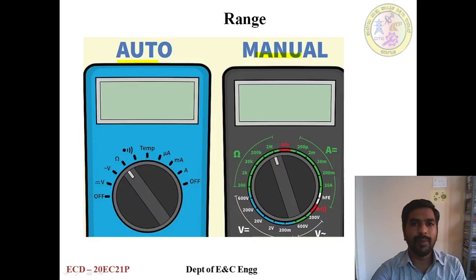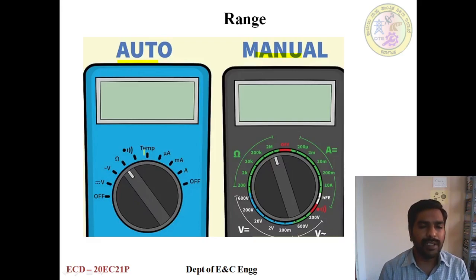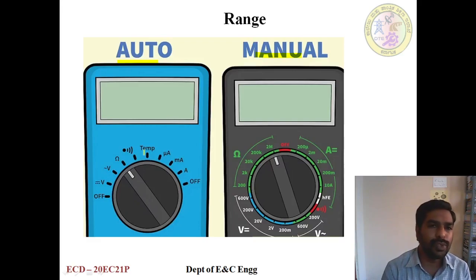One is auto, another is manual. If you see here, auto means it automatically selects the range. Even multimeters have the capability of selecting auto range. So this is about the higher-end version of multimeter. In this one, it's very easy to use.